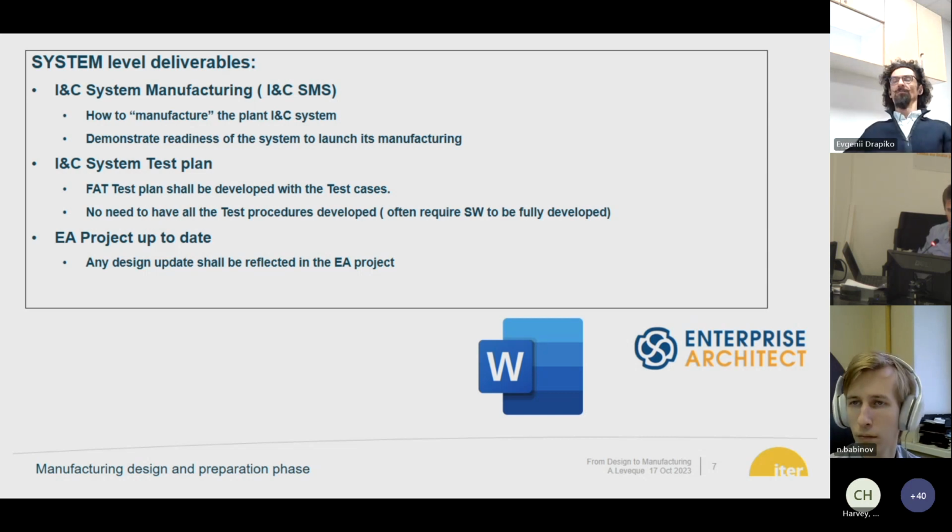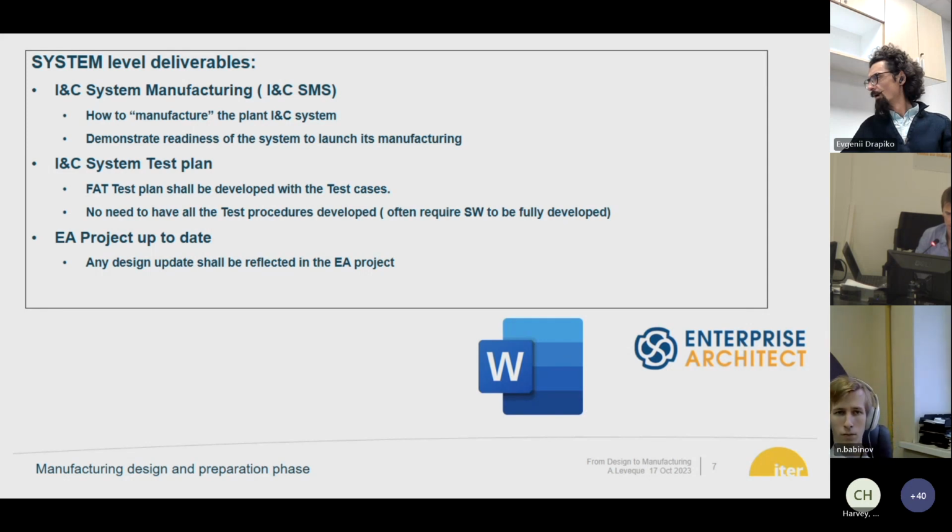The first one is the INC system manufacturing. So the idea is really to present how we are manufacturing the plant INC system. So I use the word manufacturing because it's what we use in ITER, but to be honest, it should be more an assembly activity than a manufacturing. So we are not manufacturing the cubicle doors and everything. We are buying a cubicle and we are doing the assembly. And the goal is to demonstrate that the system is ready to launch its manufacturing.